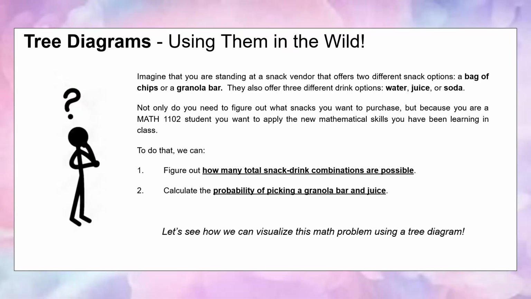For a simple example of this, imagine that you are standing at a snack vendor that offers two different snack options, a bag of chips or a granola bar. They also offer three different drink options: water, juice, or soda. Not only do you need to figure out what snacks you want to purchase, but because you are a Math 1102 student, you want to apply the new mathematical skills you have been learning in class. To do that, we can, one, figure out how many total snack drink combinations are possible, and two, calculate the probability of picking a granola bar and juice. Let's see how we can visualize this math problem using a tree diagram.